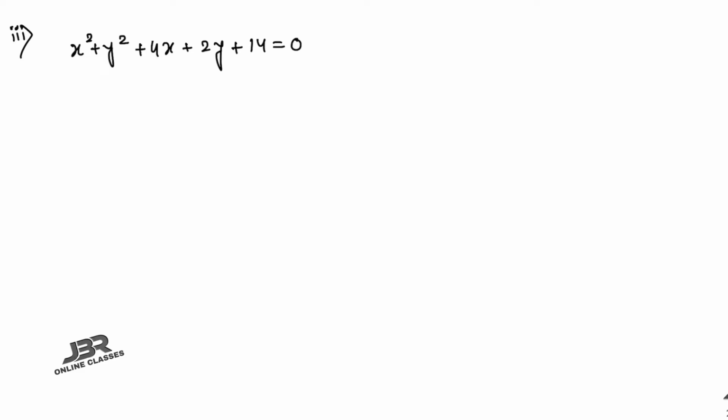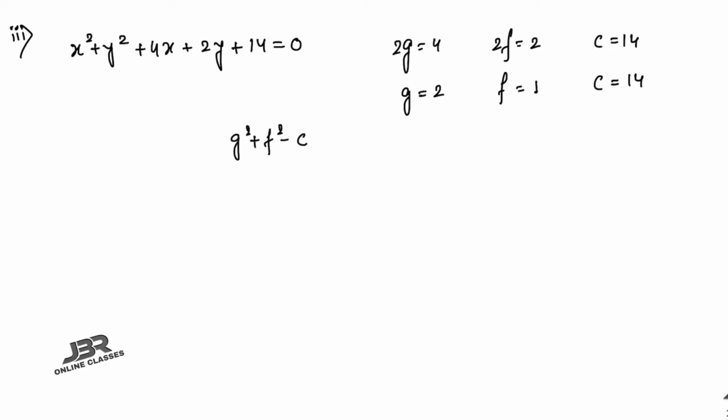Here x square plus y square plus 4x plus 2y plus 14, that one equal to 0. That means here 2g equal to 4, 2f equal to 2 and c equal to 14. So g equal to 2, f equal to 1, c equal to 14. So that means here g square plus f square minus c, that one equal to here 4 plus 1 minus 14. Okay, and here it's 4 plus 1, it's 5. Okay, so now 5 minus 14, it's 9, so minus 9 means less than 0.